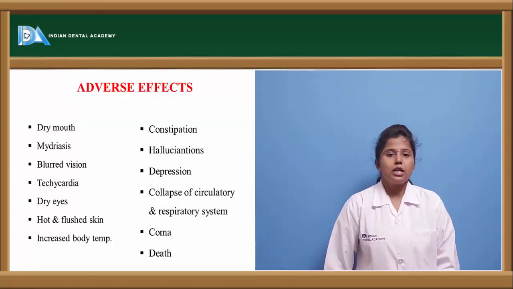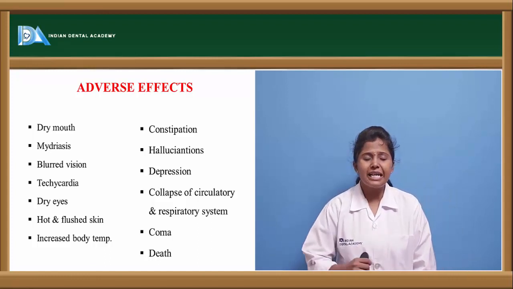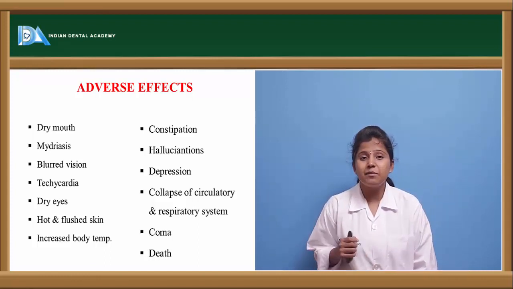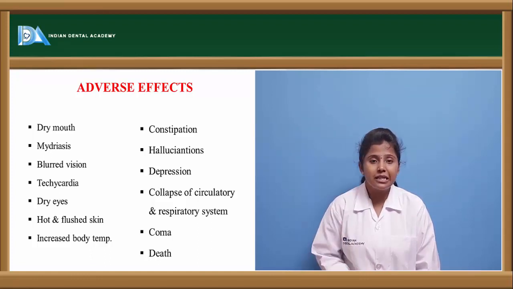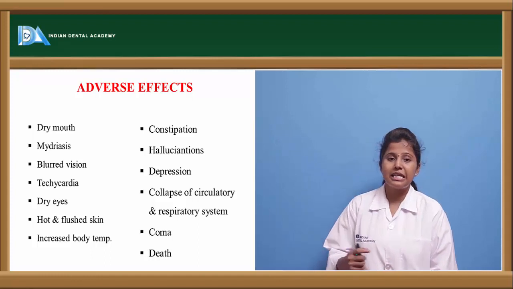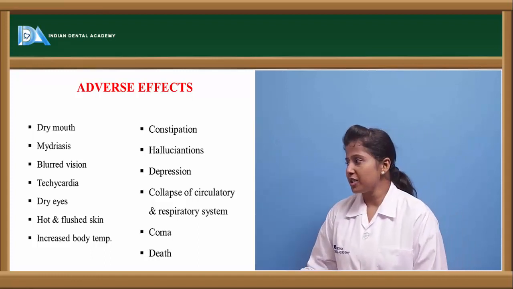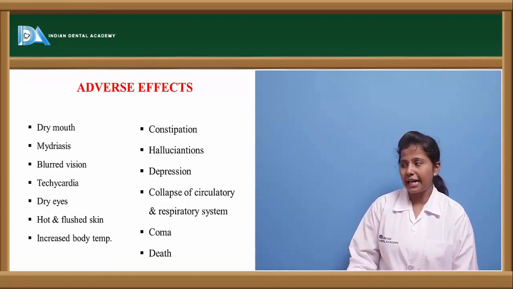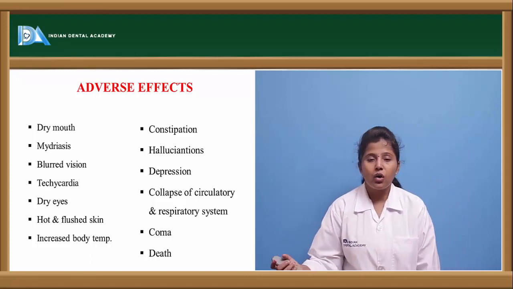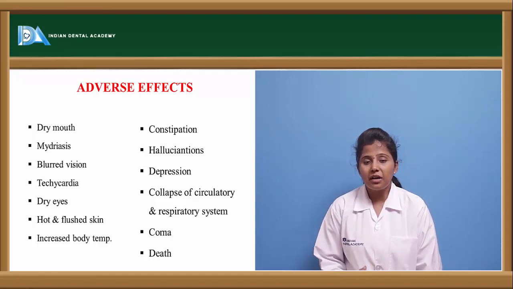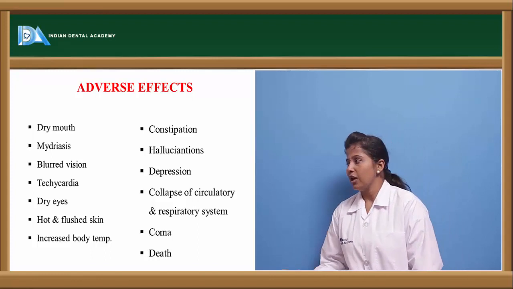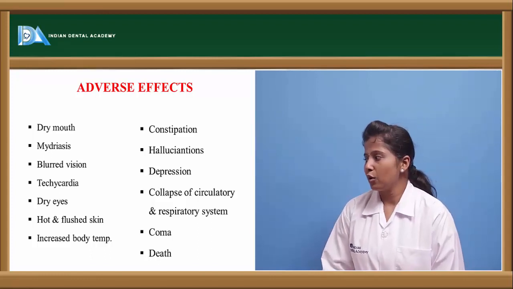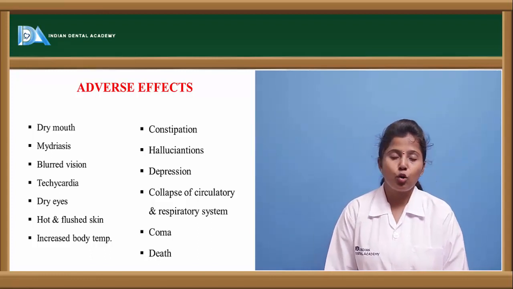The adverse effects. The most common adverse effects of any anticholinergic, or any antimuscarinic drug, are dry mouth, blurred vision, constipation, and decreased glandular secretions in the body. It causes mydriasis, tachycardia, dry eye, hot and flushed skin. It also causes increased body temperature, hallucinations, depression, and in severe conditions it may lead to coma and death also.